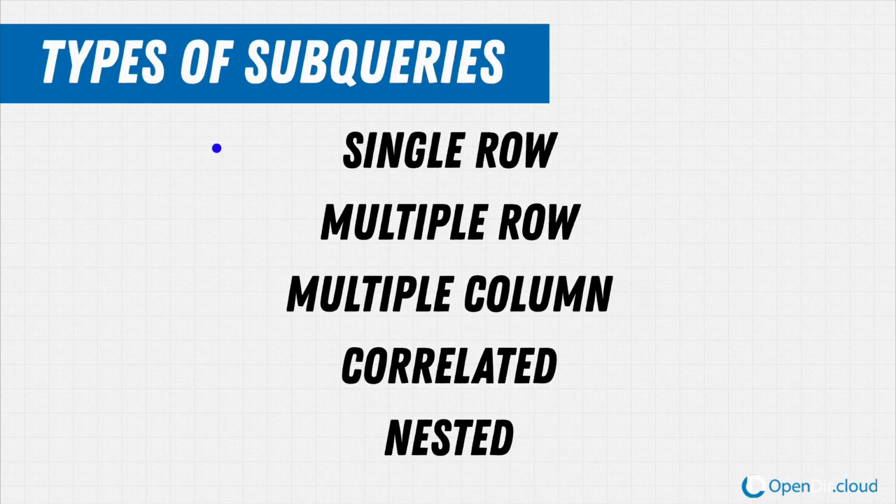And so with all of that, I wanted to dive into the types of subqueries that are available when writing subqueries, but we really haven't denoted them with a specific type. So let's look at single row, multiple column, correlated, and nested. These are the types of subqueries that you may see from time to time.